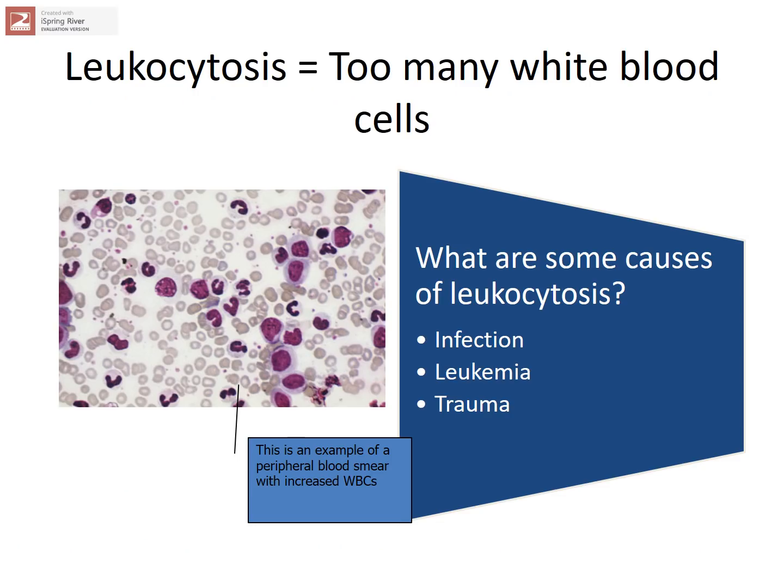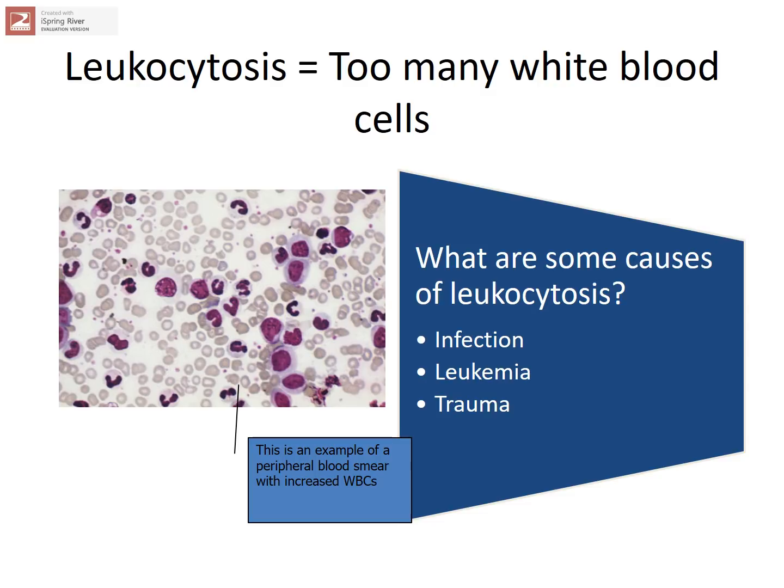Some more terms to think about. Too many white blood cells is called leukocytosis. So just like we talked about too many red blood cells being erythrocytosis, leukocytosis means cytosis, an excess of white blood cells. So our white blood cells are responsible for responding to infections. They do increase in trauma and stress. It's a natural reaction. And they abnormally increase when a person has leukemia.